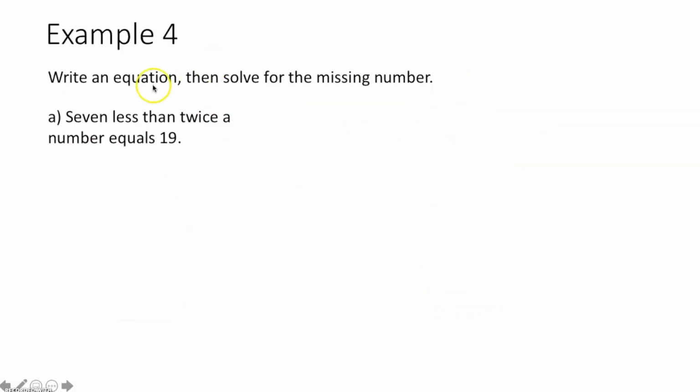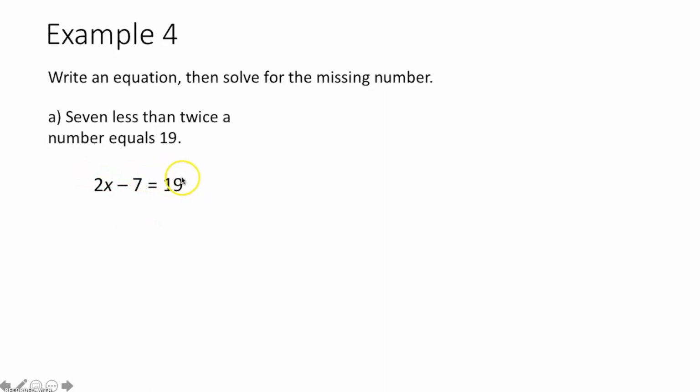Step 4 says write an equation, then solve for the missing number. So it says 7 less than twice a number equals 19. Our number, we can call any variable we want. We can call x, we can call y, whatever. Here, we're going to stick with x. Twice a number means 2 times a number, so it's going to be 2 times x. 7 less than twice a number means you take 7 away from twice a number, so 2 times x minus 7 equals 19.